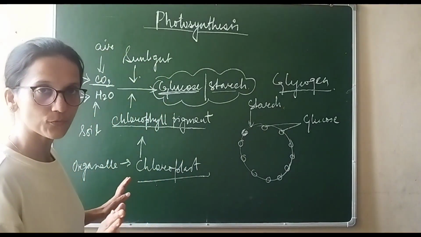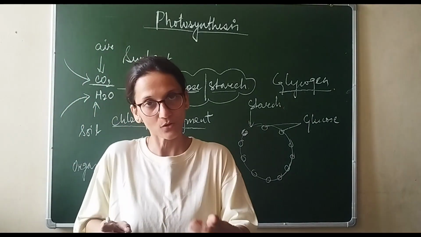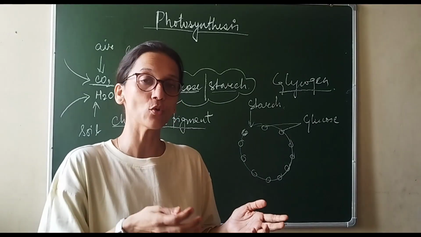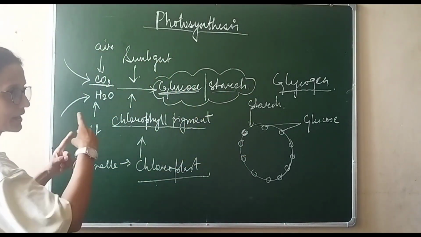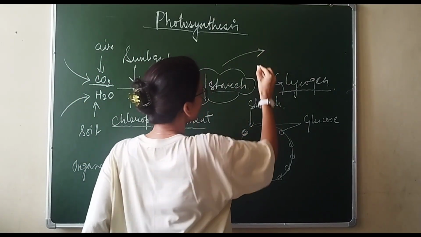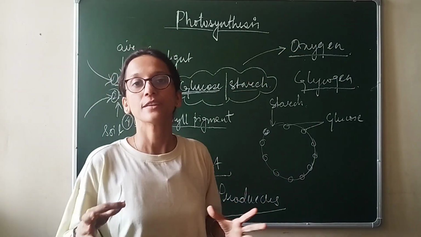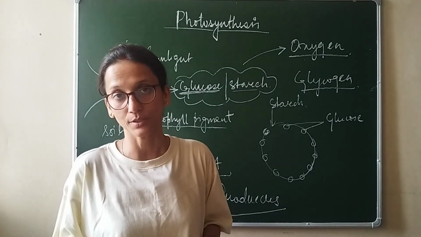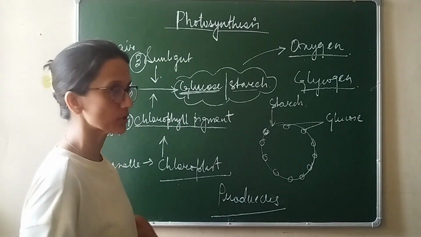So we now know what photosynthesis is. It is the process by which a plant cell utilizes carbon dioxide and water in presence of sunlight to produce glucose or starch. And while this entire process is being done, the plant produces one very important gas which is oxygen. We already know that oxygen is a very very important gas because life is practically impossible without oxygen on earth.